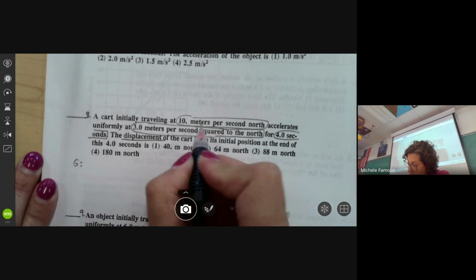I'm looking for displacement. Okay, so when I start with my givens, I'm first going to assign the direction north to be positive. North is like up on our XY axis, positive Y. So that means our Vi is positive 10 meters per second. This is an acceleration, meter per second squared. It says north, so that's a positive value of 3.0 meters per second squared. That last given is a time, 4.0 seconds. What is unknown is the displacement.